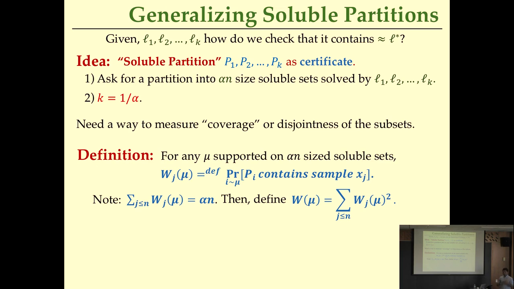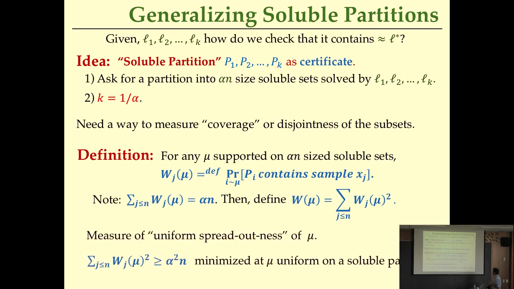So if you've seen L1, L2 sparsity, then that's what I'm using here. I'm doing some analytical relaxation of sparsity. Good. So let's remind ourselves. This is some measure of spread-outness of the distribution mu. In particular, it is minimized exactly when mu is a uniform distribution over a soluble partition. That's the point where the W_j of mu all become equal, and that's the minimum value. All of this is believable, right?